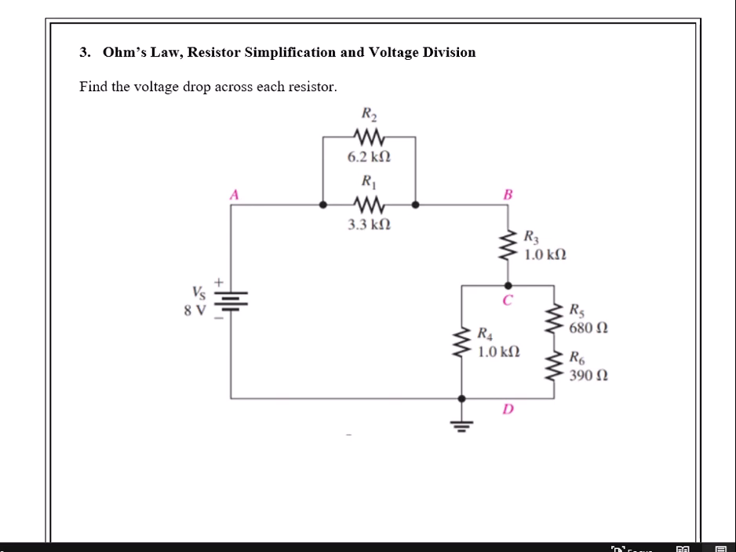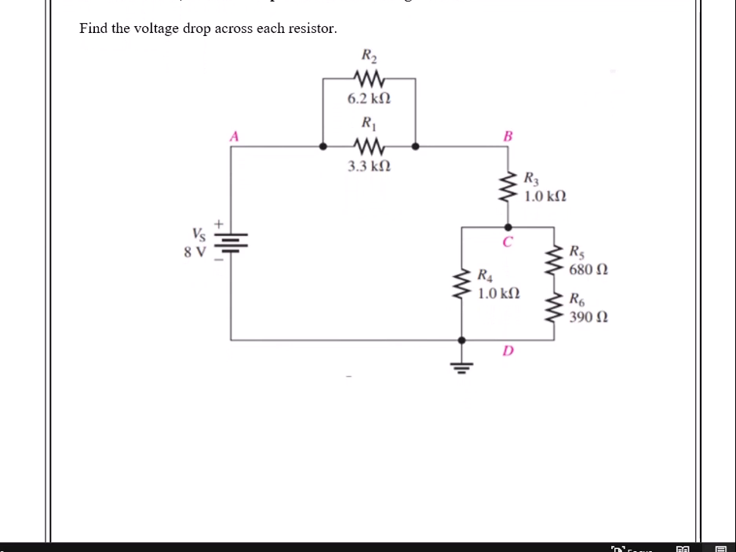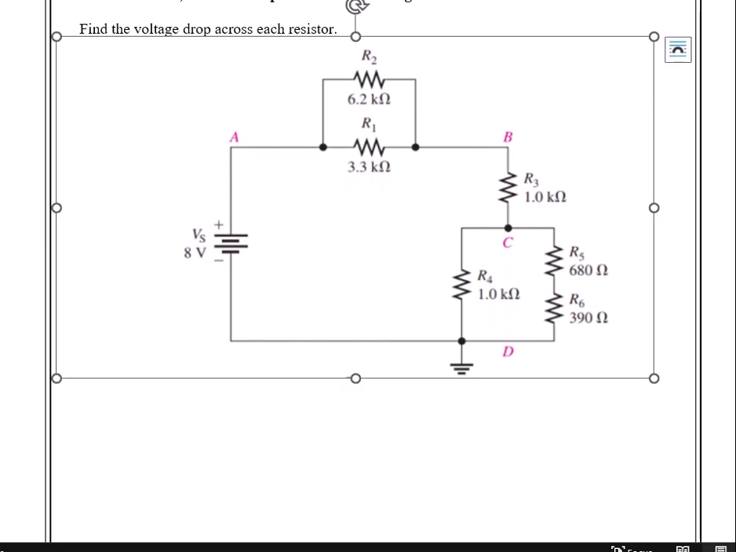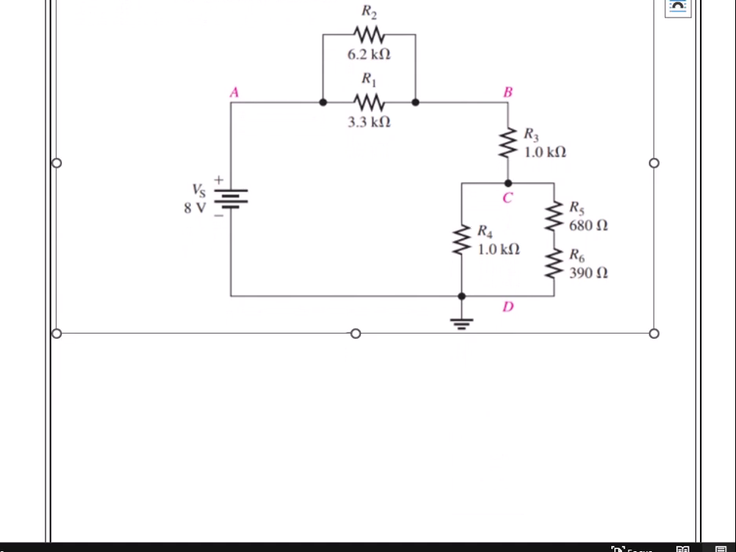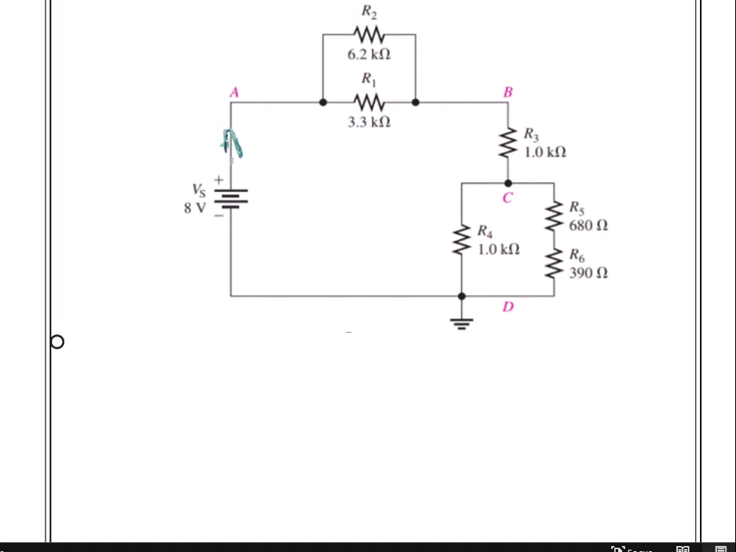Okay. So here we have to find the voltage drop across each resistor. So we are going to practice some of the stuff that we've been talking about. The first thing let's do is figure out what the current is coming out of the voltage source. To do that, we want to do what we did in the problem just a minute ago, and that is simplify all this stuff to where we can get down to one equivalent resistor.